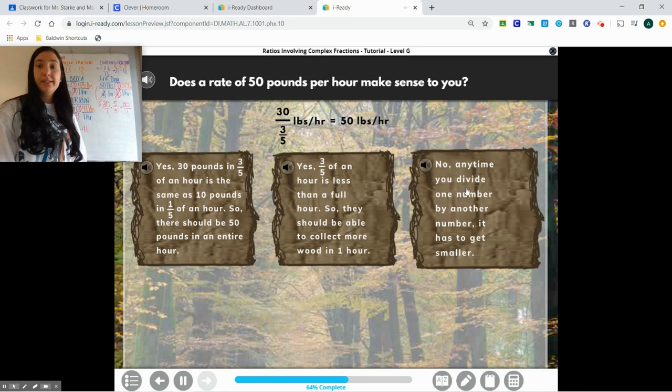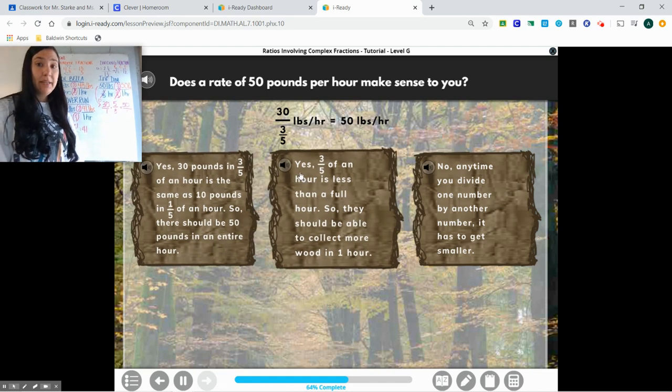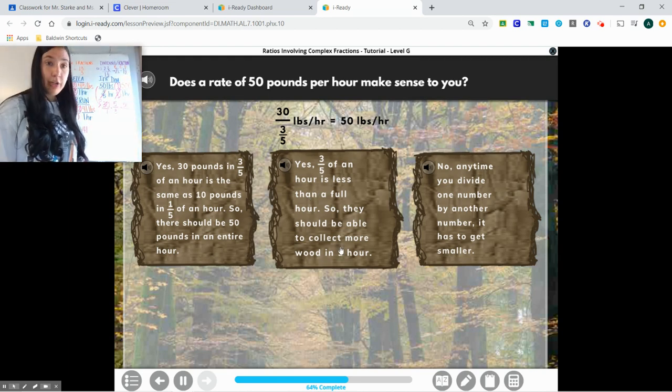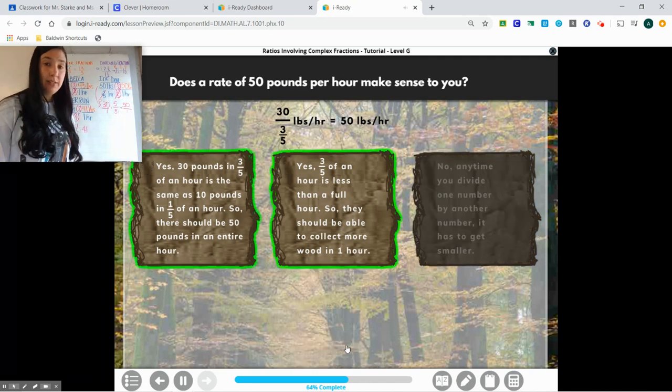Yes, because 30 pounds in 3/5 of an hour is the same as 10 pounds in 1/5 of an hour. So there should be 50 pounds in an entire hour. And yes, because 3/5 of an hour is less than 1 full hour. Remember, 1 full hour would be represented by the number 1 whole. So they should be able to collect more than 30 pounds of wood in 1 hour. So I'm going to choose this one, but both yeses are correct.